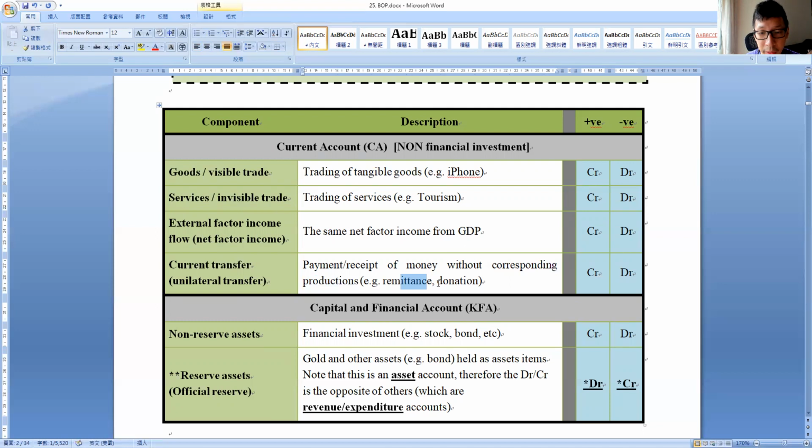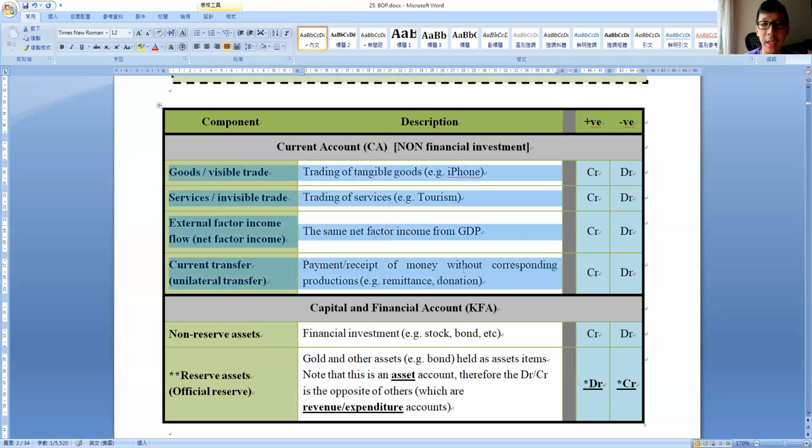Another example would be donation, like disaster relief money. Some years ago, I think back in 2012 or something, the Wenchuan earthquake. Whenever we have a natural disaster, usually some country would send some money as humanitarian help. Remember those are donations, they don't require you to give them back any production of any sort. So these four would be counted in the current account.